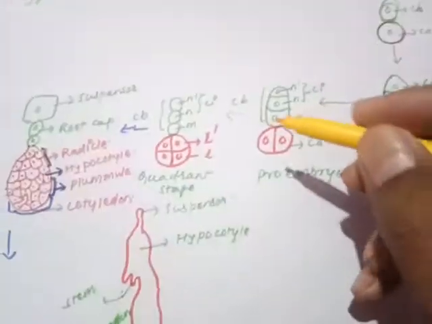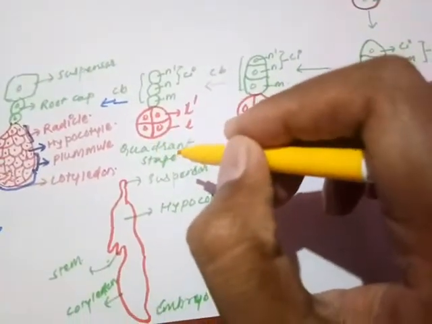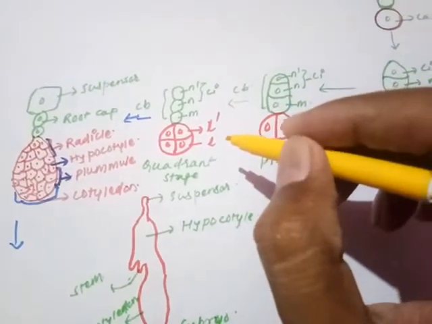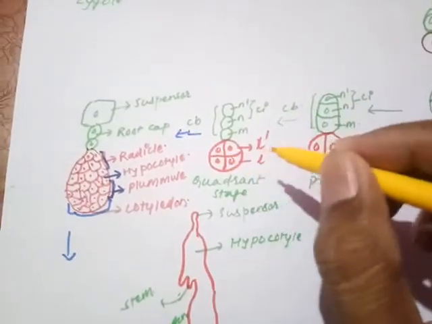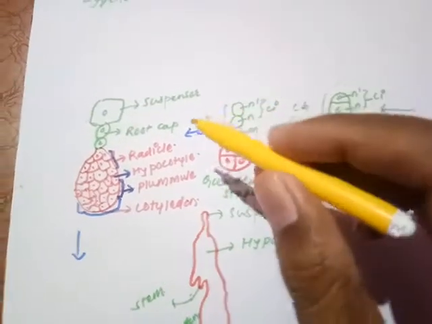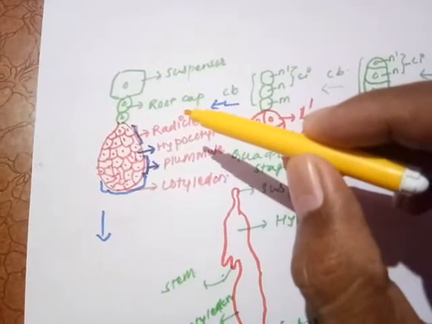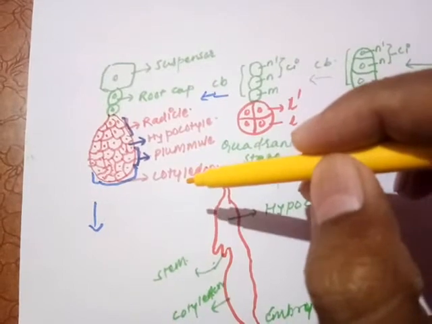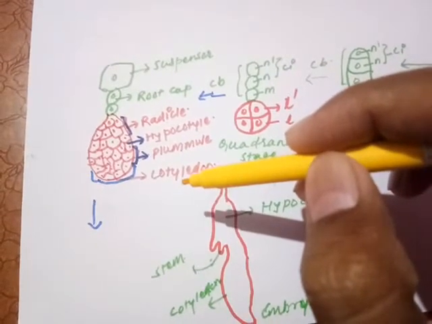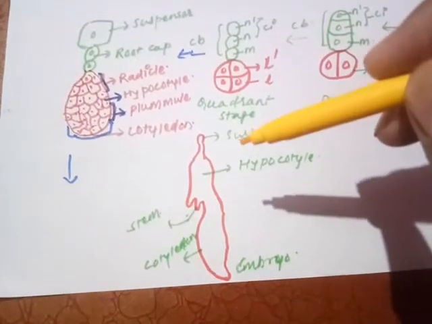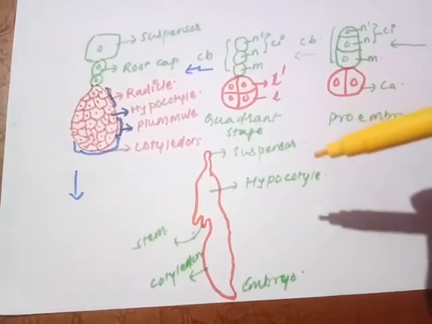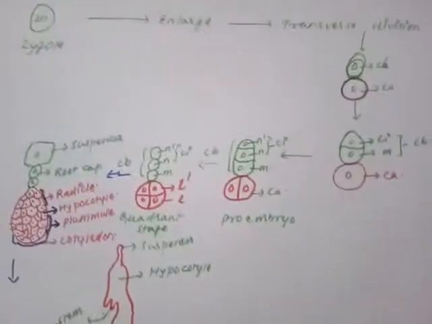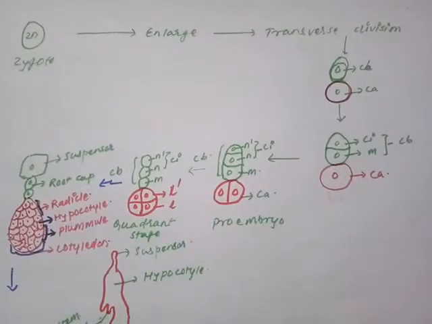Now the CA divides longitudinally, then vertically, the quadrant stage, L dash and L. L dash forms the hypocotyl, plumule and epicotyl; L forms the radicle. So here what happens? Suspensor, root cap. First of all the radicle, then the hypocotyl, the plumule, and cotyledon. A single cotyledon is there, that is why no heart-shaped structure is formed. So this is the matured embryo of the monocot: suspensor, hypocotyl, stem, embryo. So now we have completed the development of the monocot and dicot embryo.